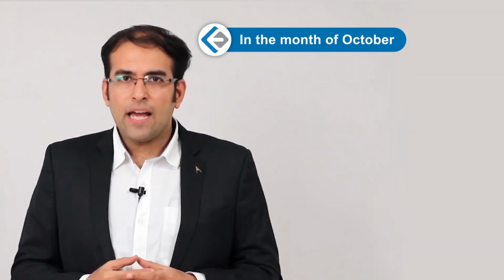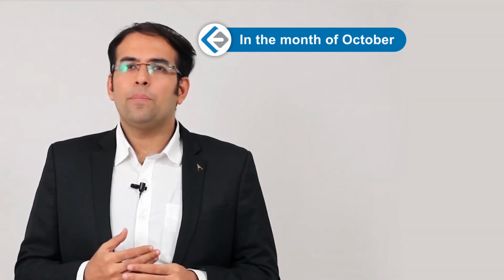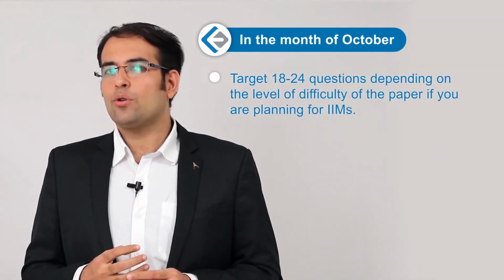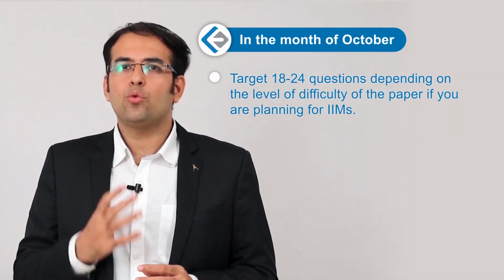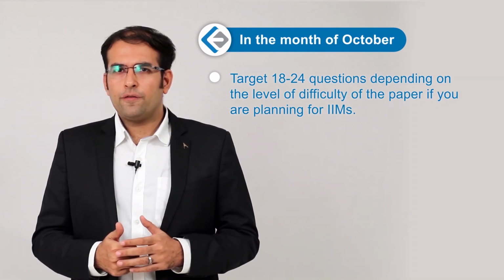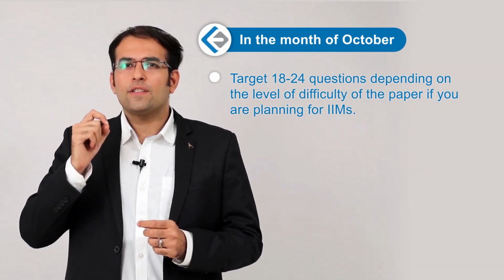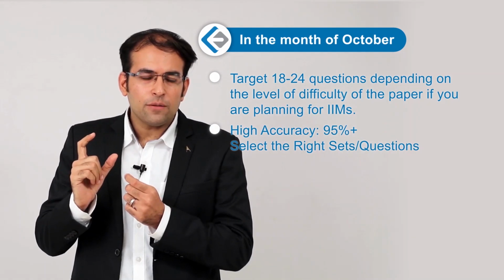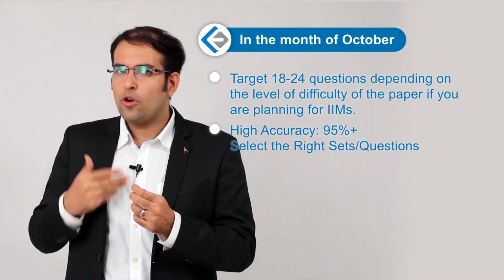And yes, if you are trying to get a 99 percentile plus in this particular section or trying to get into IIMs, a good score, or should I say a good number of net correct questions, would be somewhere around 18 to 24, depending on the level of difficulty of the paper. At this point of time, what you must be focusing on is the right strategy with high accuracy, because solving a lot of questions would not be possible.